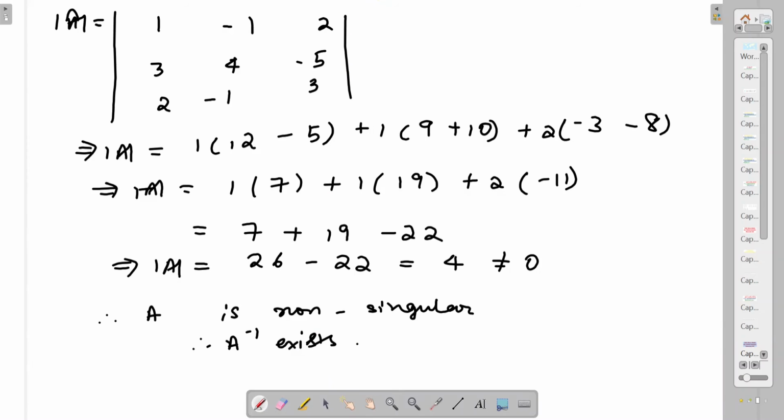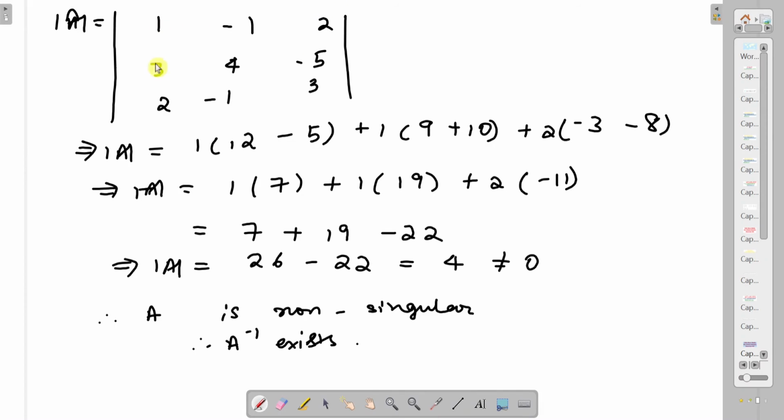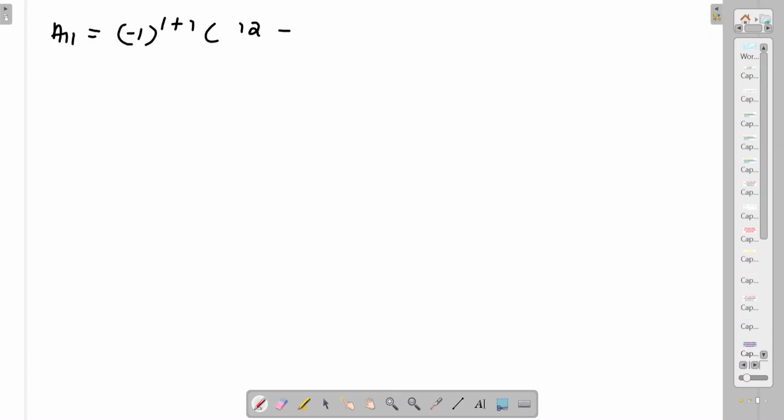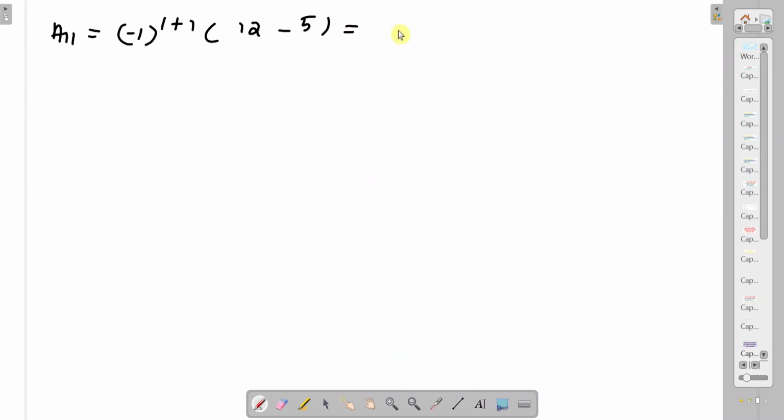So let us now find the cofactors of A, that is A11, minus 1 raised to 1 plus 1. So first column we have to add 3 times 4 is 12, and minus of minus 1 times minus 5 is 5. This is nothing but 1 minus 1 times minus 1 raised to 2 times 7, which is 1 times 7, which is 7.